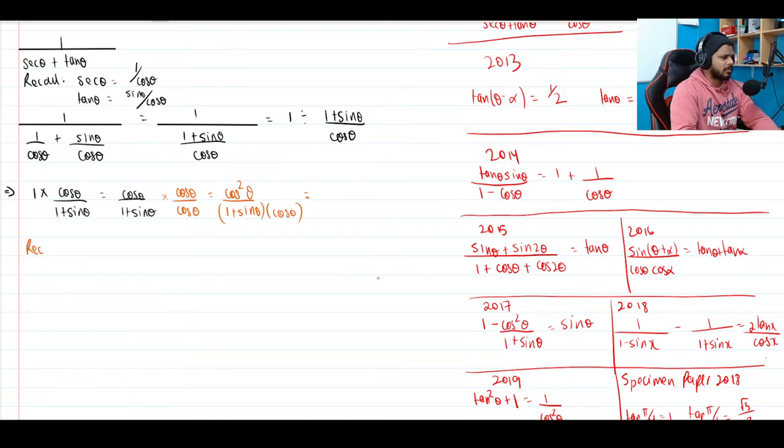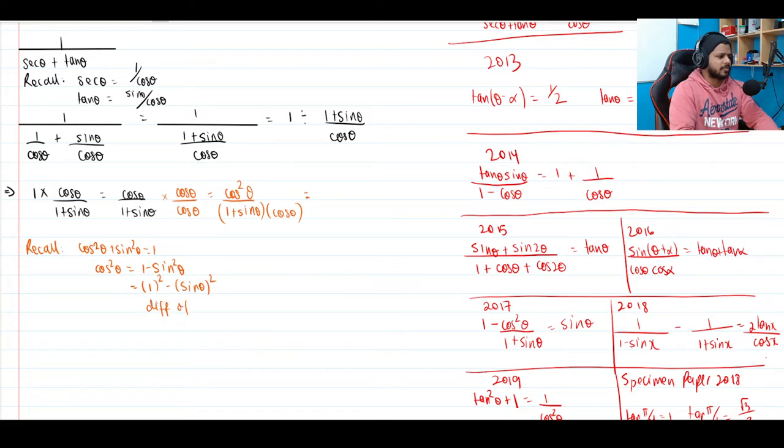So I'll recall cosine squared theta plus sine squared theta is 1. So cosine squared theta is 1 minus sine squared theta. Every single time when I rearrange this identity, I will end up with a difference of 2 squares. All the time. This is 1 squared minus sine theta all squared. This is a difference of 2 squares. And this is 1 minus sine theta into 1 plus sine theta.